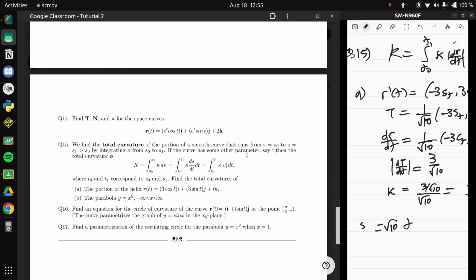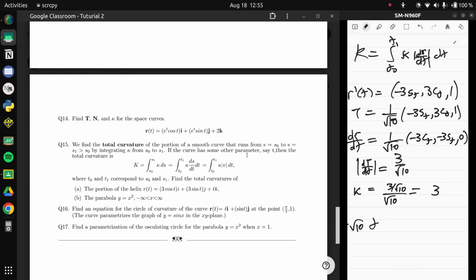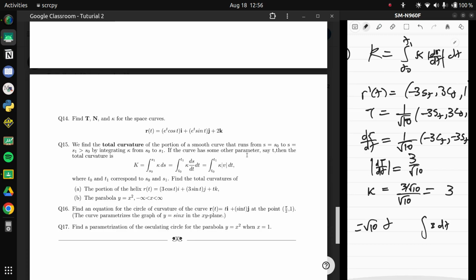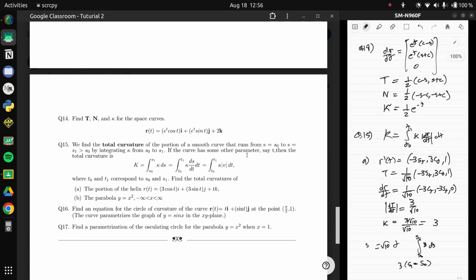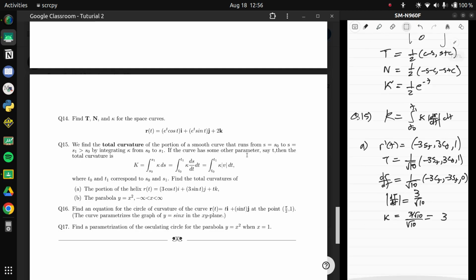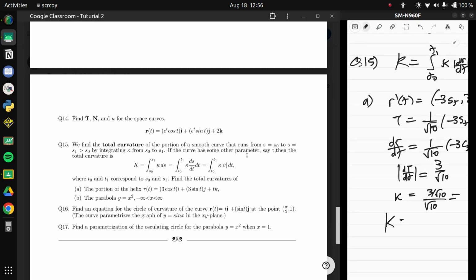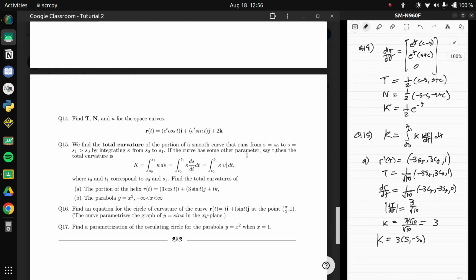So if it's something like that, then what we want to do is just integrate 3 dt from, hey, why even integrate dt? You could just be doing ds, right? So just ds from s0 to s1, because it's not a function anymore, it's just a constant, so it's just 3 times s1 minus s0, right? So a is just that. The capital K is just 3 times s1 minus s0. Cool, that makes sense.